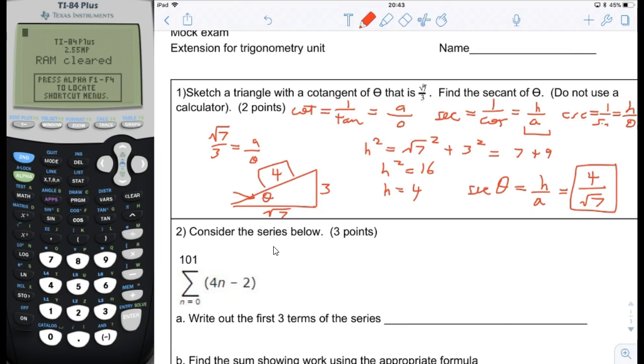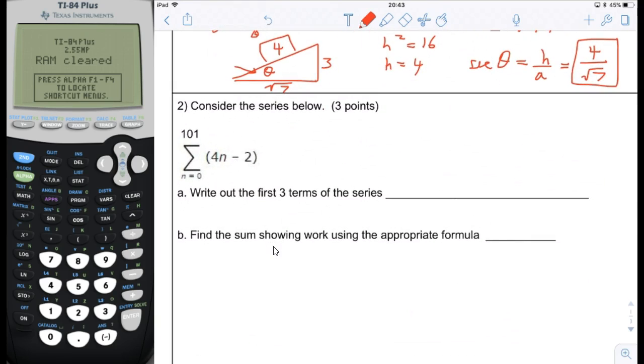Okay? Number 2, consider the series below. It's got a summation from n equals 0 to 101 of 4n minus 2. Write out the first 3 terms of the series. Okay, so the way this works is you are going to take the indexes 0, 1, 2, 3, and so on, all the way to 101. So it says to write out the first 3 terms of the series. And the first 3 terms would be n equals 0, n equals 1, and n equals 2.